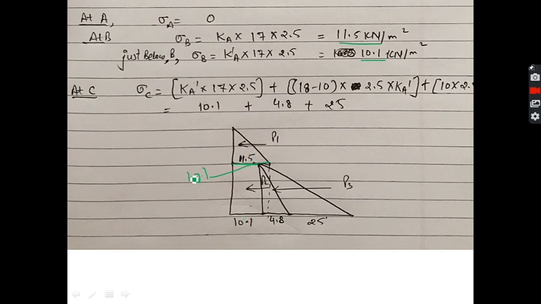Similarly, sigma C will have the total pressure of above, that is 10.1 plus 4.8 plus 2.25. 4.8 is due to the submerged unit weight of soil, and 25 is due to the pore water pressure. So similarly we have two triangles and one rectangle. We will calculate P1, P2, P3 and the resultant P and its location as done before.